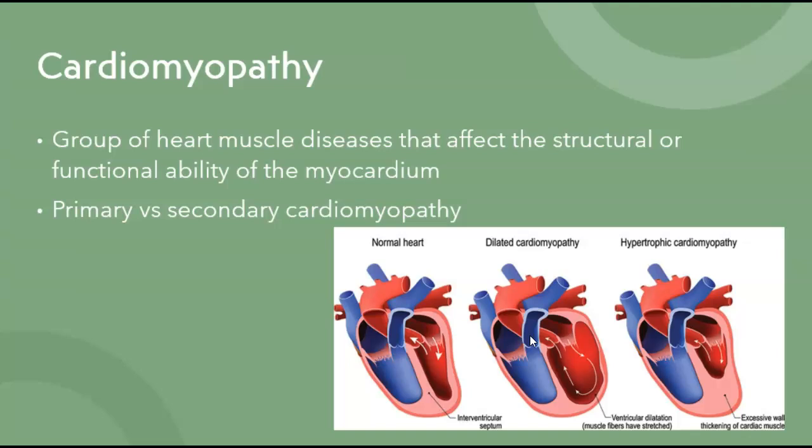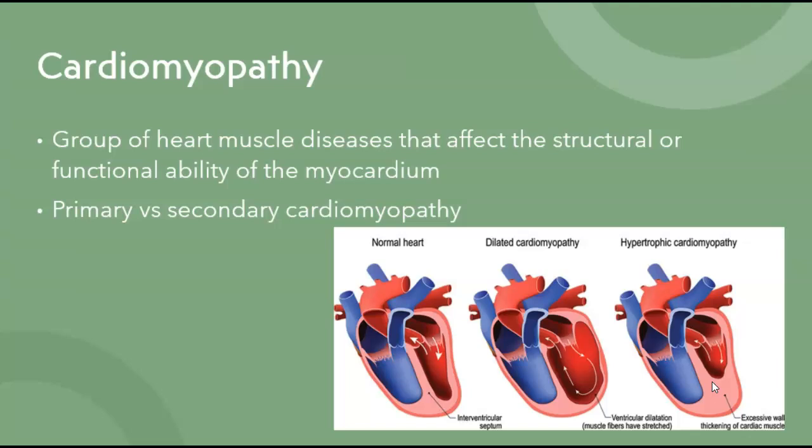Your hypertrophic cardiomyopathy, this is the increased size and mass of the heart because of increased muscle thickness and decreased ventricular size. So you can see there's excessive wall thickening of the cardiac muscle here. And then you can also have restrictive cardiomyopathy, and this is when the ventricular walls are going to be rigid. So this limits the ventricle's ability to expand, and it results in impaired diastolic filling, and it doesn't really pump out as well as it should.